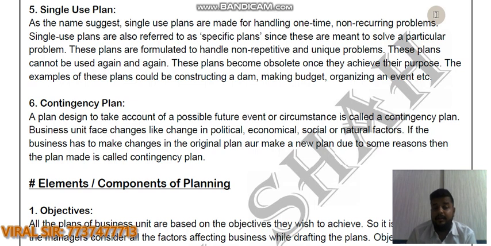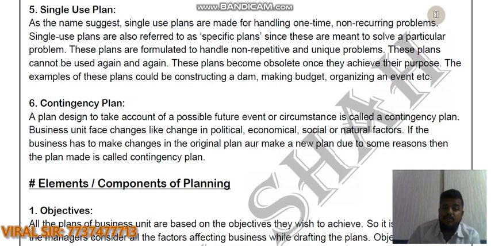contingency plan. Now, what is contingency plan? A plan designed to take account of possible future events and circumstances is called a contingency plan. It means a plan which is made for an event which is not sure, but there is a possibility that in future that event may occur. Contingency means emergency sort of. So a plan which is made for a future emergency, or we can say future event or circumstances, is called a contingency plan.